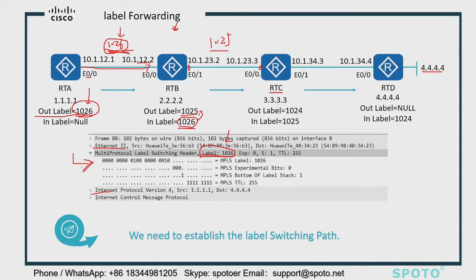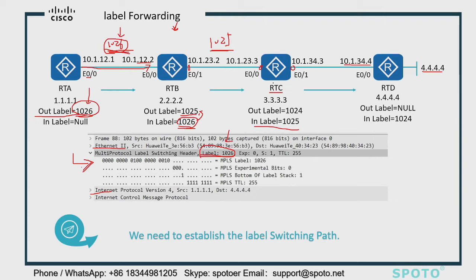When RTC receives an MPLS packet here, first RTC will check the label in the packet. The label is 1025. RTC will use this label to search its own MPLS forwarding table. If RTC can find an entry that matches the label, maybe this entry is 1025, with the destination being this one, RTC can find more information about the outgoing interface and the next hop IP address.